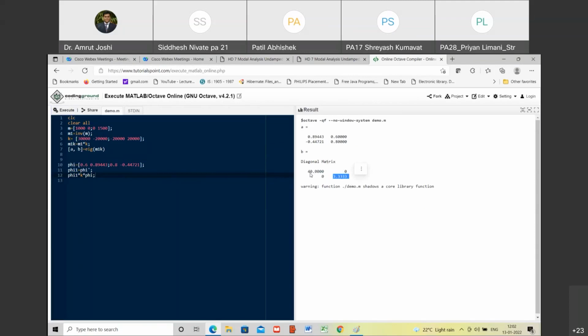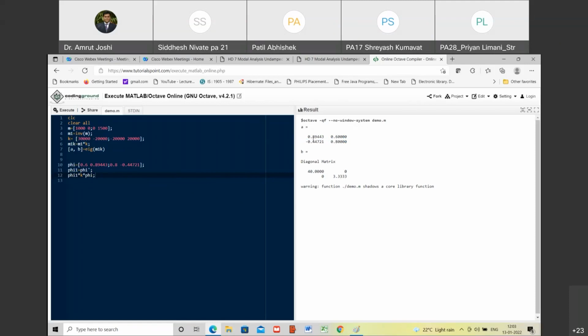What is the first eigenvalue? 40.00. And what is the second eigenvalue of M inverse K? It is 3.33. Are you with me? Yes, sir. Corresponding to these two eigenvalues, you are going to have two eigenvectors. What will be the size of eigenvectors? It will be n cross 1. Corresponding to 3.3333, you are going to have one eigenvector of size 2 cross 1, and that eigenvector is this one, 0.6 and 0.80. Second eigenvalue, second column of A.